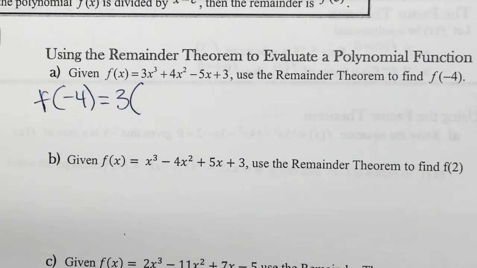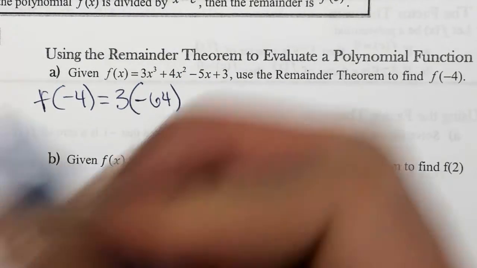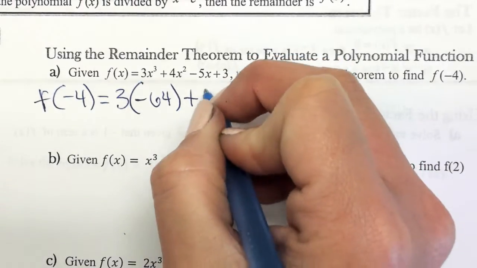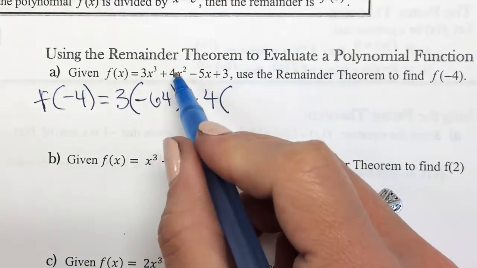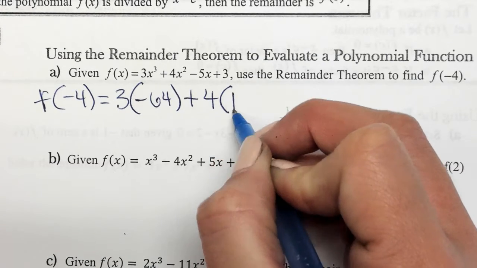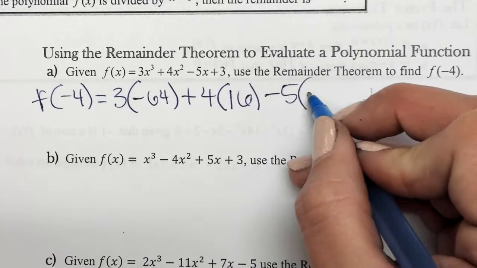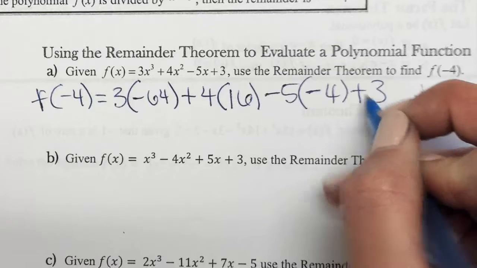What is -4 cubed? -4 times -4 is what? 16. 16 times -4? Good. Again, that's -4 cubed. Plus 4 times, this is going to be -4 squared, which is 16. Minus 5 times what? Plus 3.